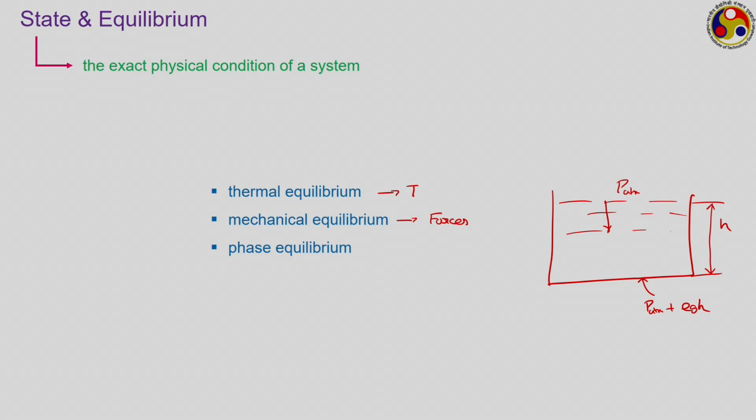Third is the phase equilibrium. Phase equilibrium refers to the equality of phases. Like if we are talking about a system which has multiple phases, and none of the phases are changing or their proportions remain constant, then we call the system to be in phase equilibrium.